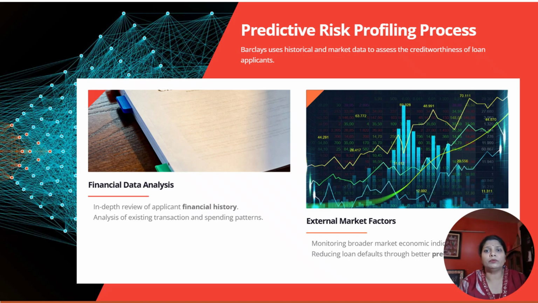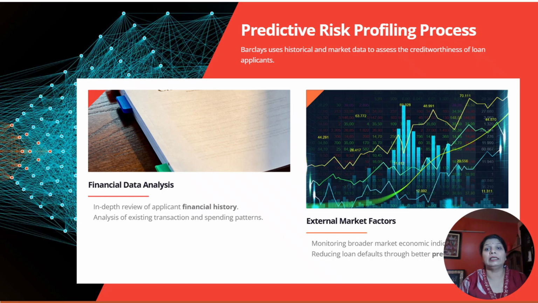The second component involves external market factors. In addition to organization level data, Barclay monitors broader economic indicators such as interest rate, employment trends, and market volatility. These factors actually influence the borrower's future ability to repay. By combining internal financial data with external market signals, predictive models are generated so that more accurate risk profiling can be done. So this allows the bank to make informed lending decisions, price credit appropriately, and ultimately reduce the loan defaults.